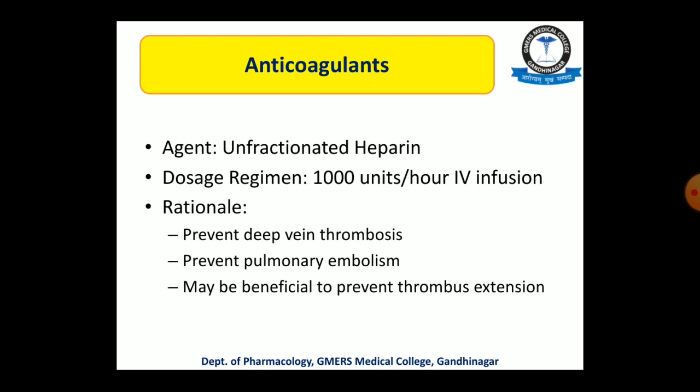Secondly, now this is not a proven effect, but anticoagulants may be beneficial to prevent thrombus extension, so if you give an anticoagulant in the initial stage, it may be helpful in preventing extension of the thrombus that has caused the blockage. For these reasons, only the unfractionated or conventional heparin is given. And again the dosage regime, as I have told you, is 1000 units per hour intravenous infusion, but the dose can be titrated according to the need.